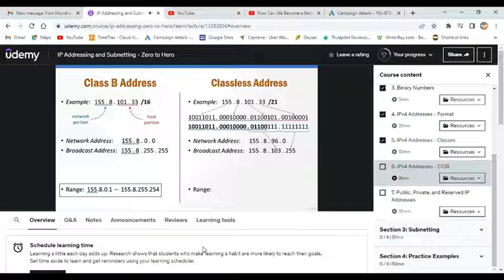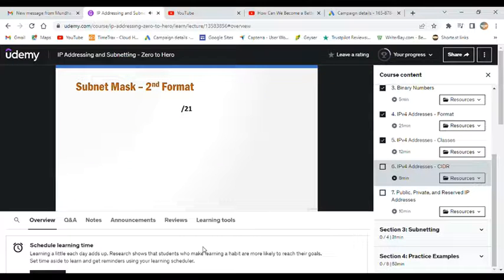Now to determine the range, we're just going to go from the next address after the network address all the way up to the one address that comes before the broadcast address. So the range is going to be from 155.8.96.1 to 155.8.103.254. All right, hopefully that clears up CIDR. We're going to do more examples later, but now we need to cover one more thing.